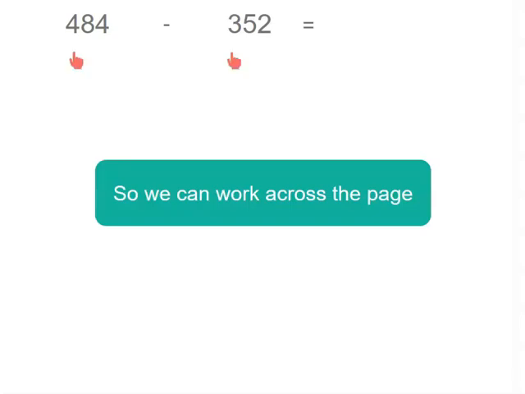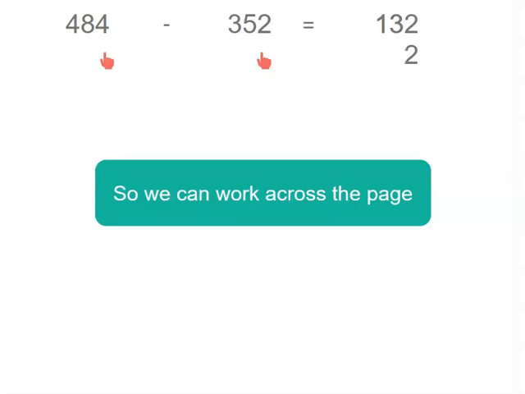4 minus 3 in the hundreds place is 1. 8 minus 5 in the tens place is 3. And 4 minus 2 in the units place is 2. But remember, when we use a place value table or vertical algorithms, we always start from the right hand side. You can do that too.